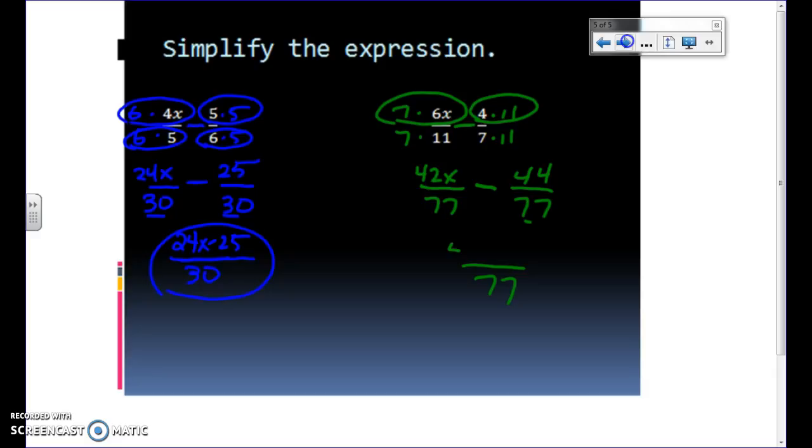42x minus 44 is 42x minus 44. If there were like terms, then we would have to put the like terms together, but in this case we have an x term and a constant term. So that's it for today, adding and subtracting fractions with variables.